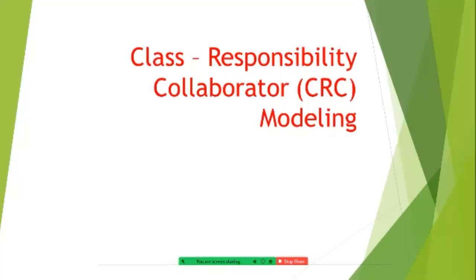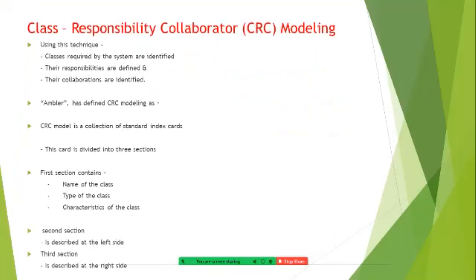Hello friends, this is class responsibility collaborator CRC modeling. In the class responsibility collaborator technique, classes required by the system are identified, their responsibilities are defined, and their collaborations are identified.